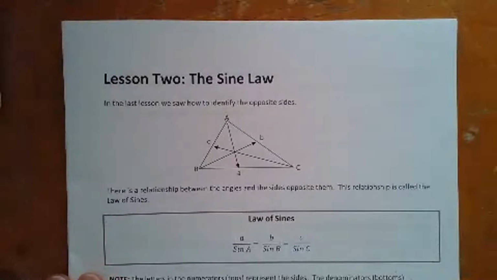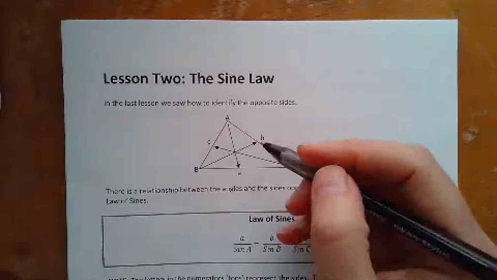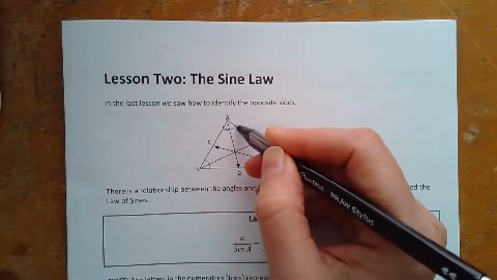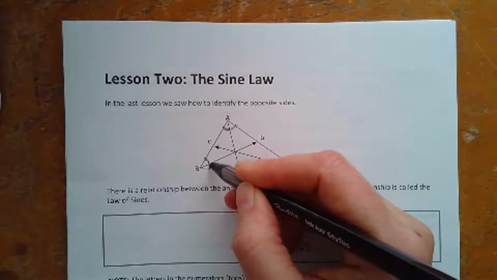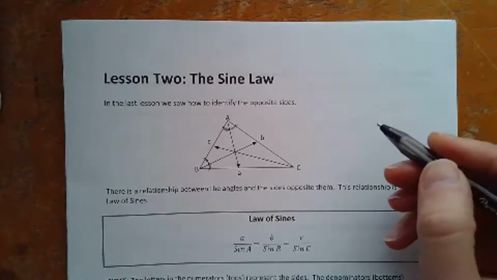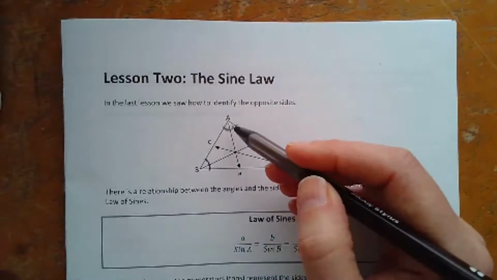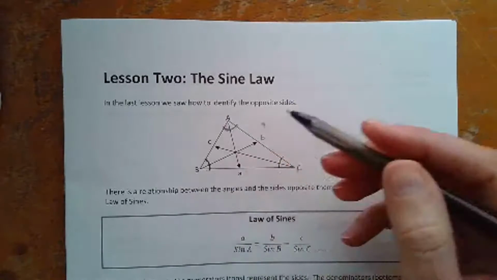And let's just refresh how to label triangles. Angles are labeled with capital letters. So this capital A refers to the size of this angle. Capital B refers to the size of this angle, and capital C, this angle. Now, A's partner is this side, B's partner is this side, and C's partner is this side.